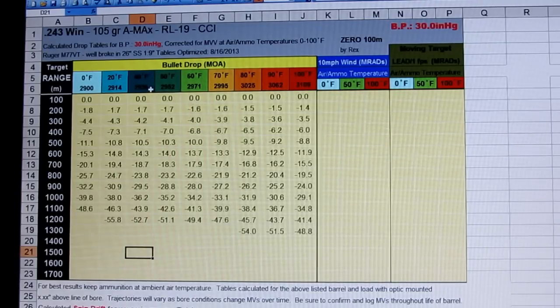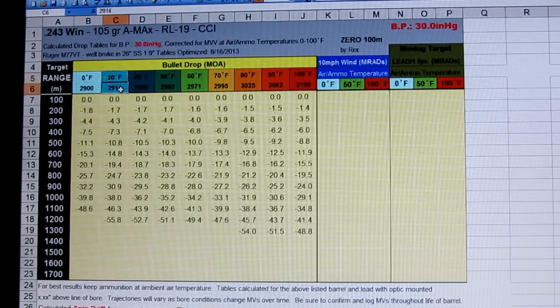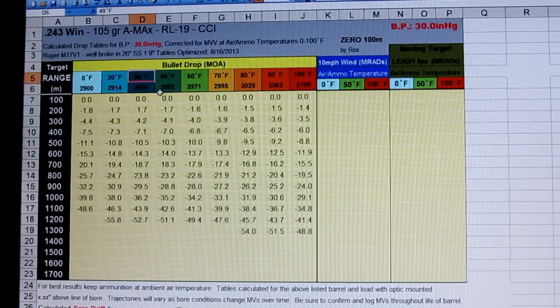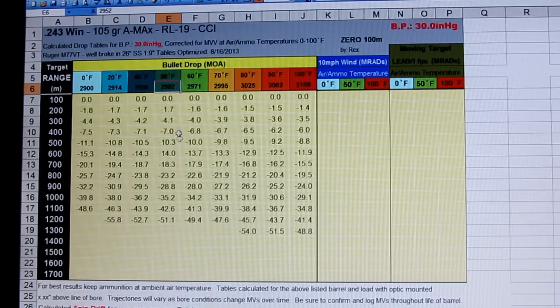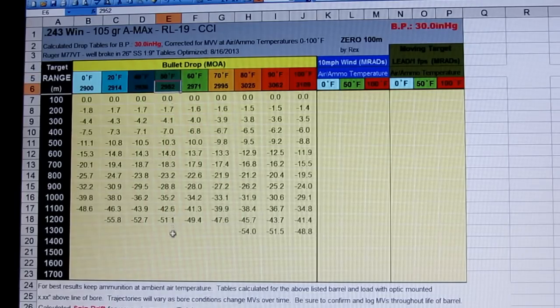But as long as these inputs are correctly entered and you have confirmed these muzzle velocities at these temperatures, this drop data is going to be very, very precise for this given barometric pressure reading. Okay, so you'll be surprised.